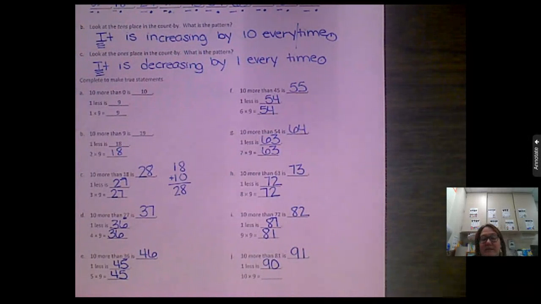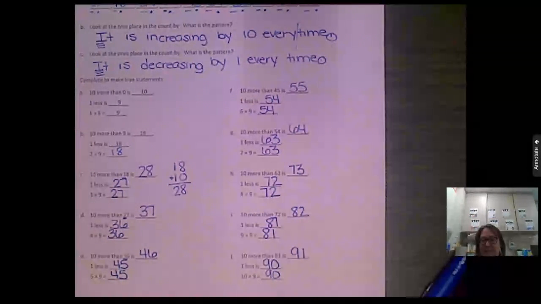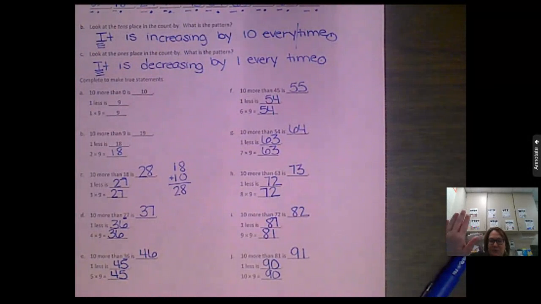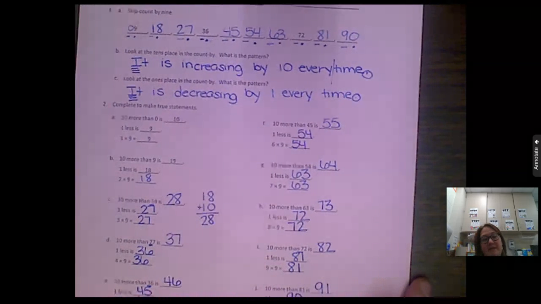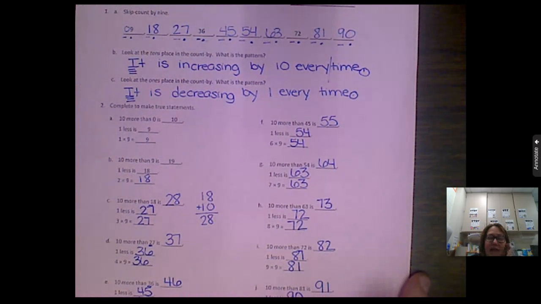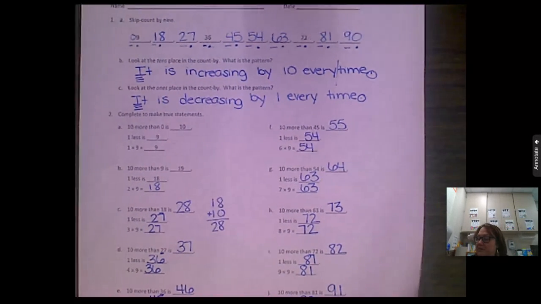So that means that 10 times 9 is 90. Good. Give me a virtual high five if you had that correct. Good job. All right, is everyone okay with that front? Okay, so that's just looking at a pattern of 10 more and 1 less when we are multiplying by 9s, okay? Go ahead and flip it over.